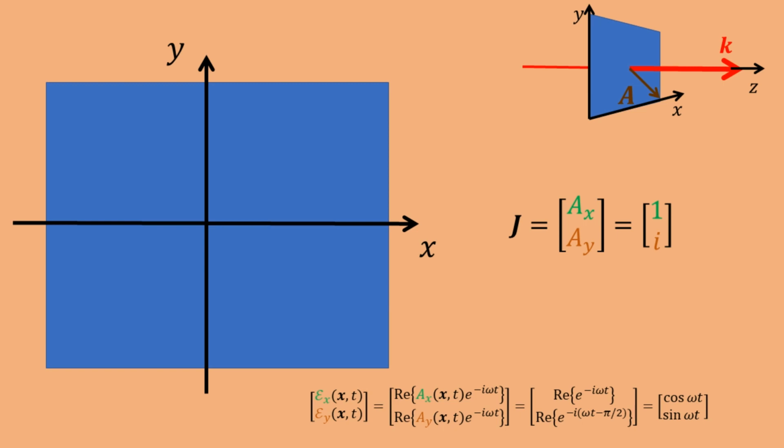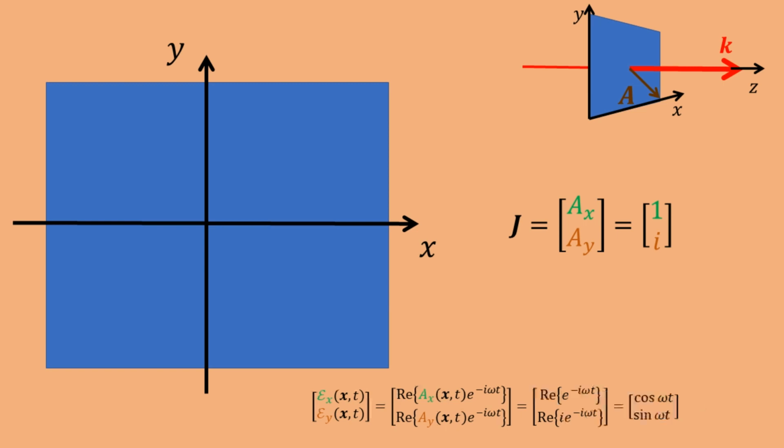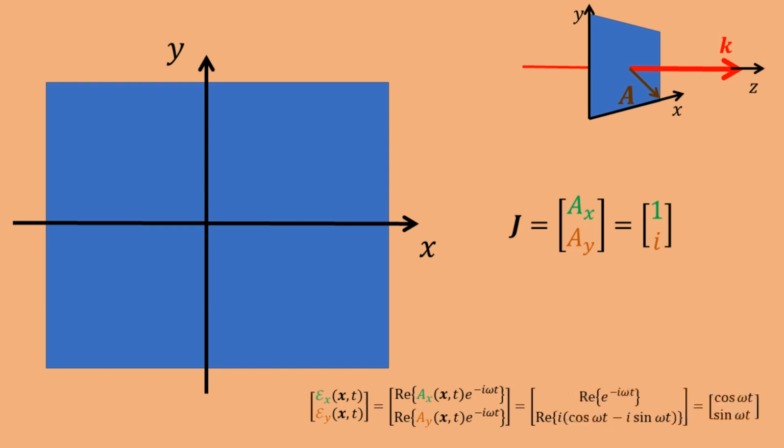Another way to get this result is by noting that in the expression i times e to the power minus i omega t, the complex exponential can be written as cosine plus i times sine. So after multiplying this with i, the real part becomes sine of omega t. If we see what this means for the field vector, we see that at the time t is equal to 0, the x component is 1, and the y component is 0.